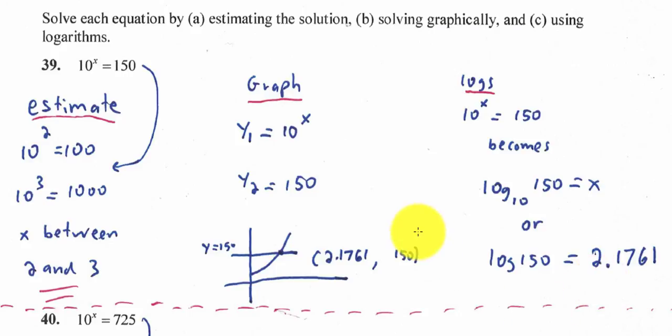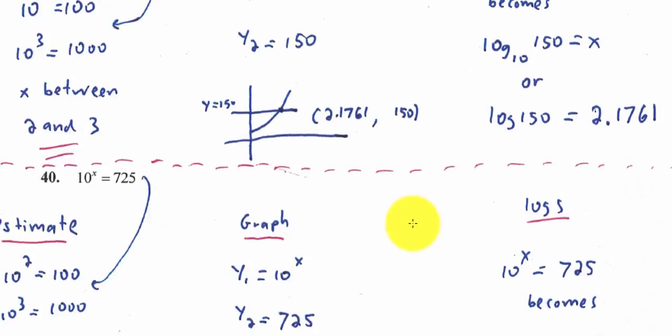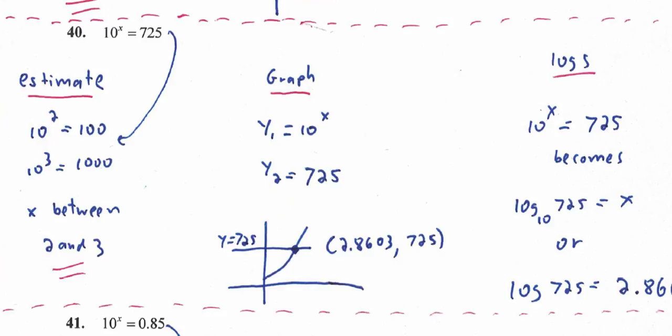2.17. So that's 39. Number 40 is similar. There's really not much new here. Again, if I'm going to do an estimate, I say, okay, what value of x is going to result in 725? Well, if I replace x with 2, that's 100. If I replace x with 3, I get 1,000. So 725 is closer to 1,000.